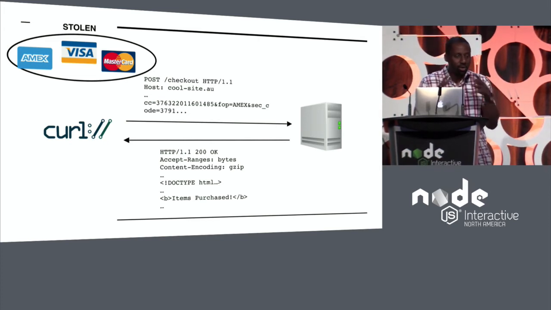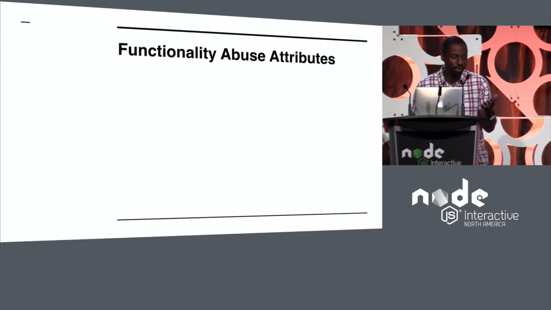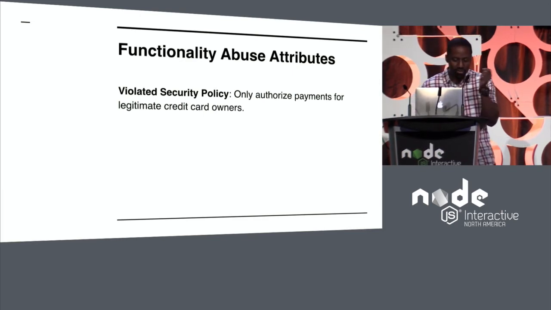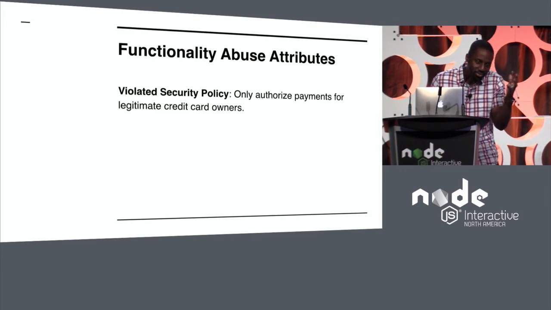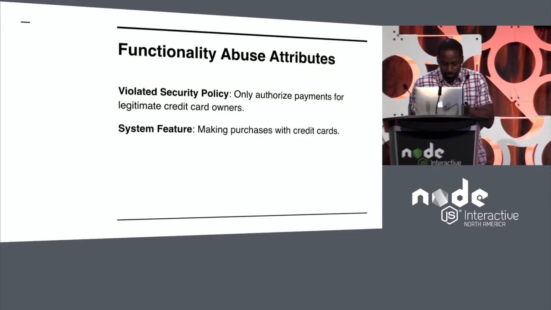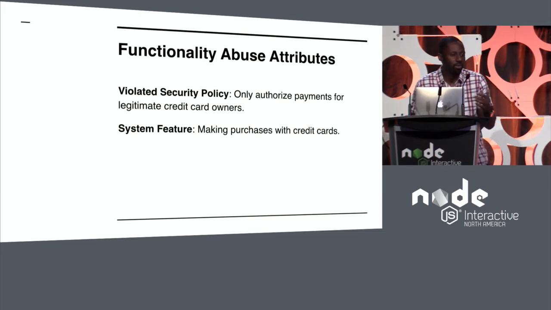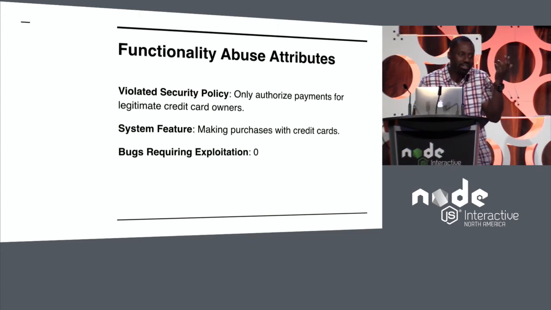So this is the crux of carding, right? Just using your credit card purchasing infrastructure. So what is the policy that's being violated? Only authorize payments for legitimate card owners. This, again, is a really hard thing to make sure is present. But then you say, okay, what is the system feature? Making purchases with credit cards. This is a totally normal thing that most websites with any sort of e-commerce capability will have and will need, right? And then you say, okay, what bugs are required to exploit it? None, there's no bugs to exploit, right?